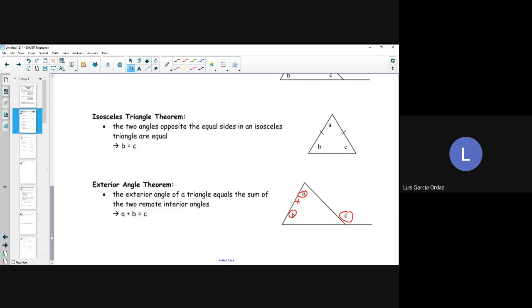However, if I want to find angle D, I take 180 and subtract C. So if I want to find angle D, I can take 180 and subtract from C. Again, these are just basic things that we have learned about in grade 9 and grade 10.